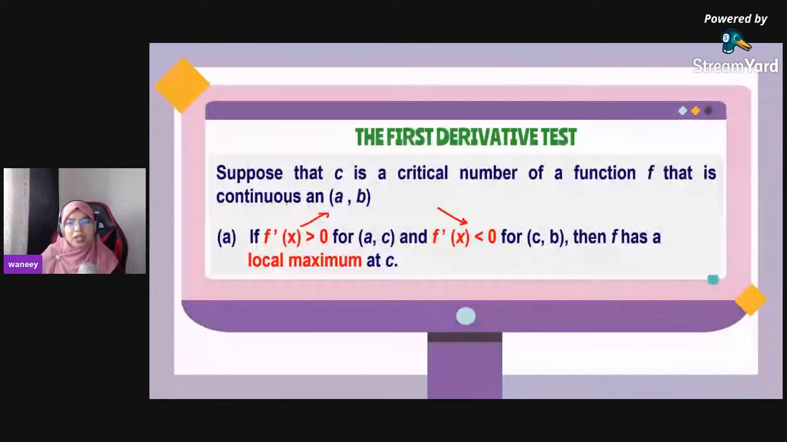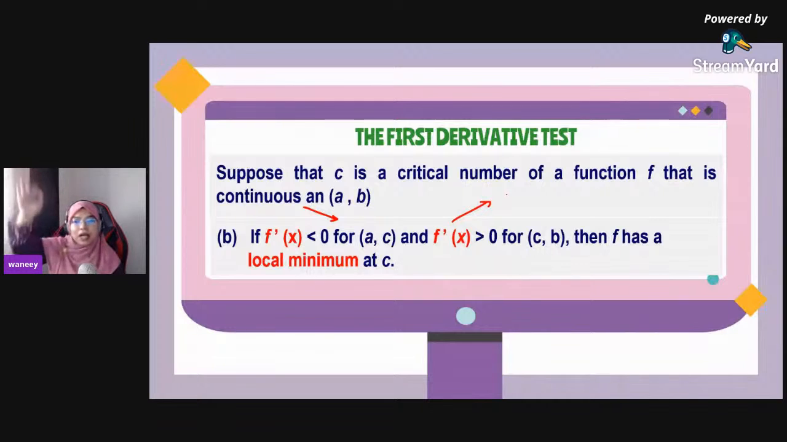Yang ini kan kalau kita sambung, we're going to get the highest point. So that is how we know this is a local maximum. Okay, the second one, if f prime of x is less than 0 for a until c, that means it should be decreasing, so going down. And f prime of x is greater than 0 for c until b, so going up. Then f has a local minimum at c, so you can actually combine these two points together. So we're going to see we have something like a smile graph, therefore we're going to have a minimum point.